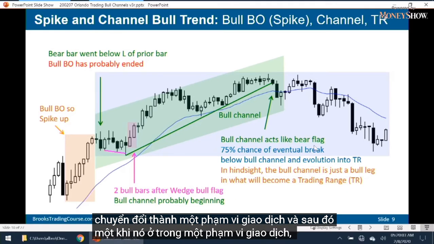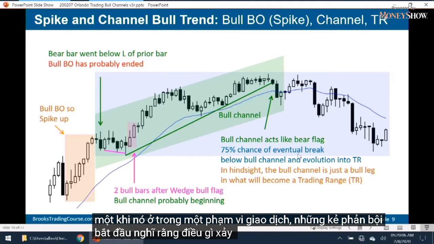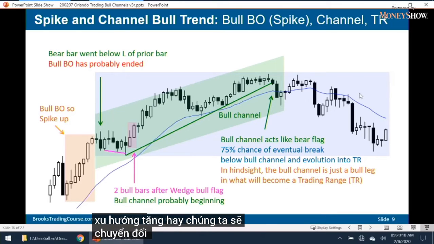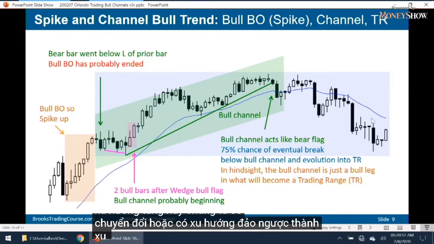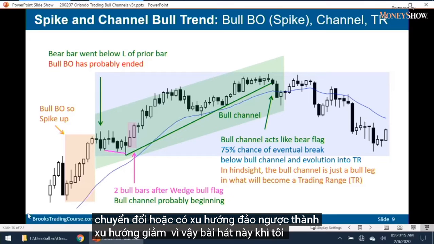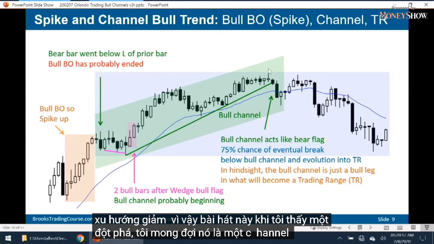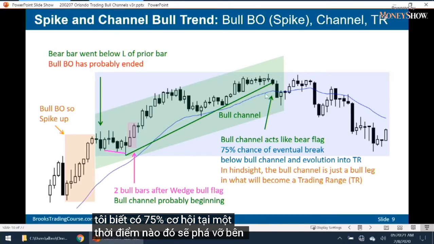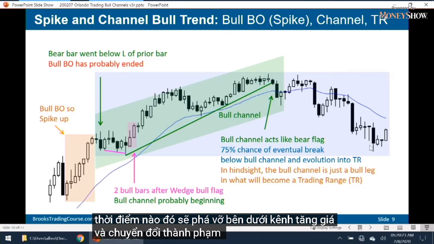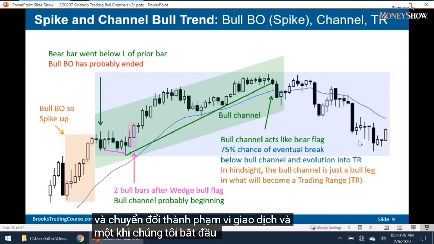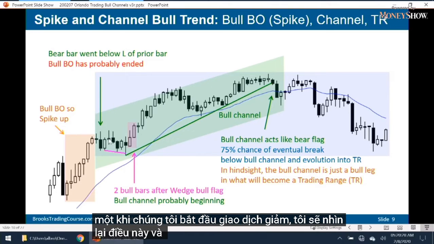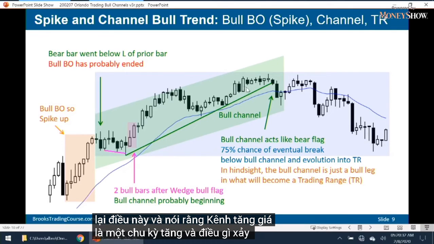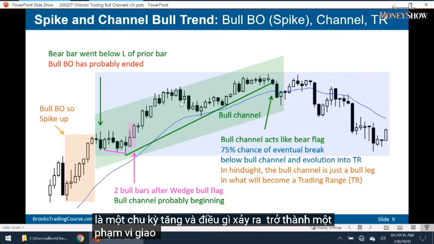And then once it's in a trading range, traders start to think, what comes next? Is it going to be a resumption of the bull trend, or are we going to get a transition or a reversal into a bear trend? So when I see a breakout, I'm expecting a channel, and I know there's a 75% chance at some point we'll break below the bull channel and convert into a trading range. And once we start to trade down, I will look back at this and say that bull channel was a bull leg and what was to become a trading range.